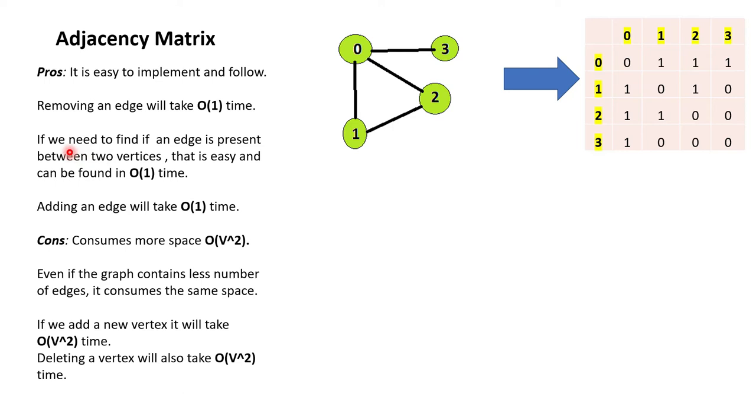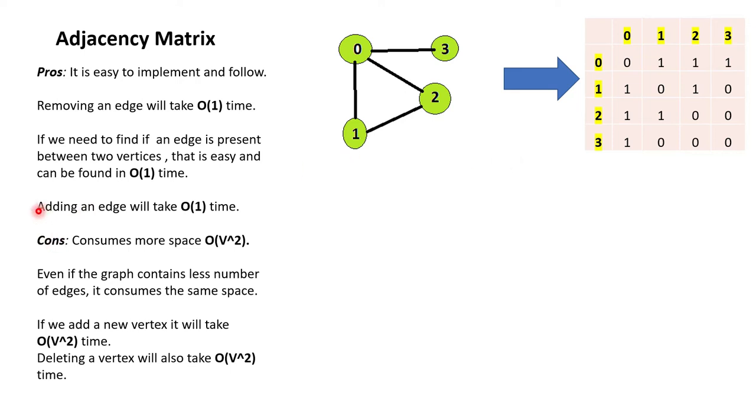If we need to find if an edge is present between two vertices, that is easy and can be found in O(1) time. Obviously, suppose it is asked if there is any edge present between 1 and 3, then we can go to 1, 3 and check it is 0, or maybe we can go to 3, 1, it is 0. That means there is no edge present between these two vertices.